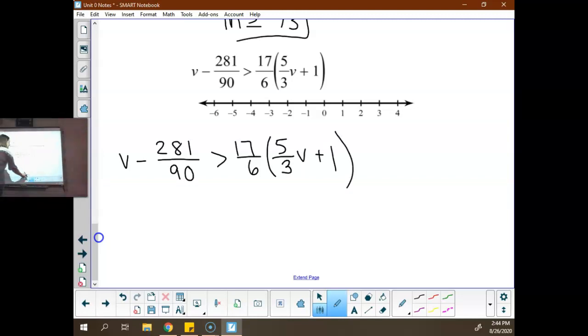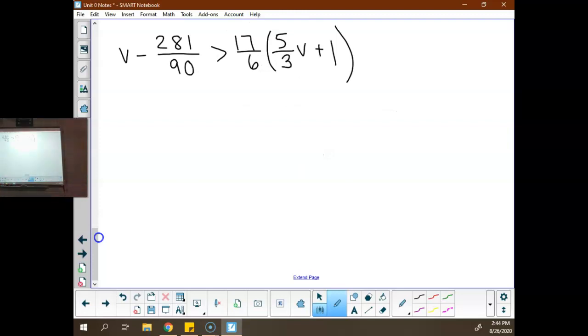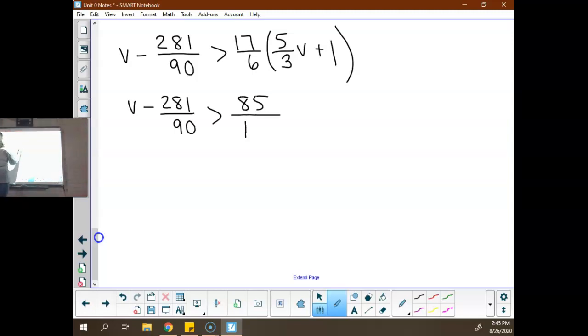So, before we start trying to actually find a number to multiply everything by, the one thing I do want to bring up is distributing first, so that way we can figure out what our common denominator is going to be. So I'm going to keep this left-hand side. That is greater than, and then because off the top of my head, I don't know what 17 times 5 is. Calculator. 17 times 5 is 85. Over 6 times 3 is 18. Here's my v, plus 17 over 6.